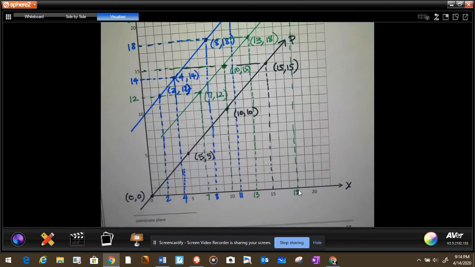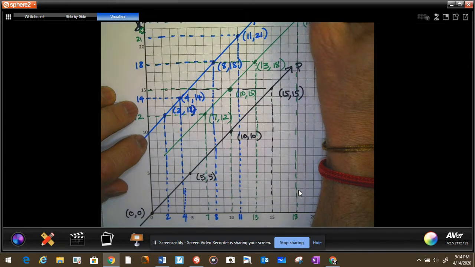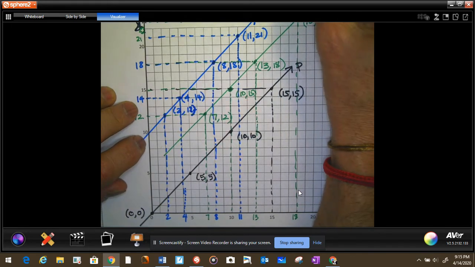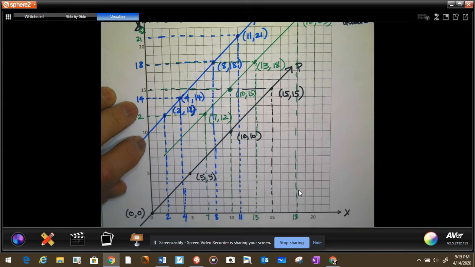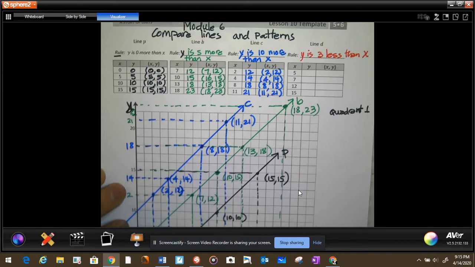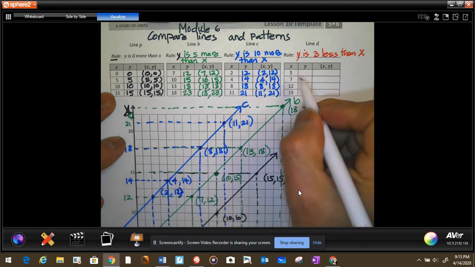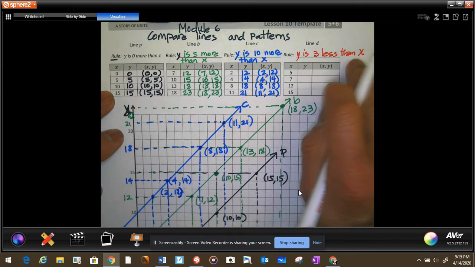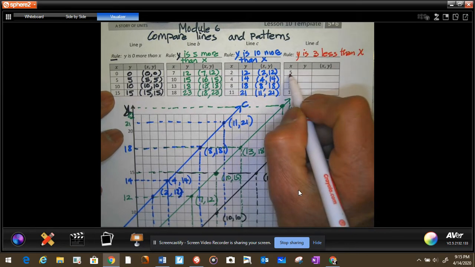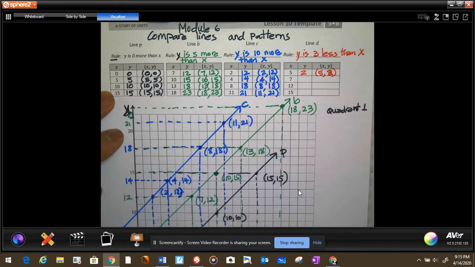Let's do an experiment on our last one. Let's make our last one where y is 3 less than x. Let me see, I don't think you can see that. Let me show you the rules, my apologies. So we're going to make y 3 less than x. Let's do this. So if x is 5, then y has to be 3 less than x. So what is 5 minus 3? That will be 2. The first coordinate pair is 5, 2.